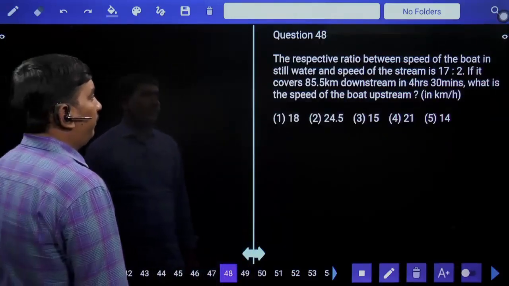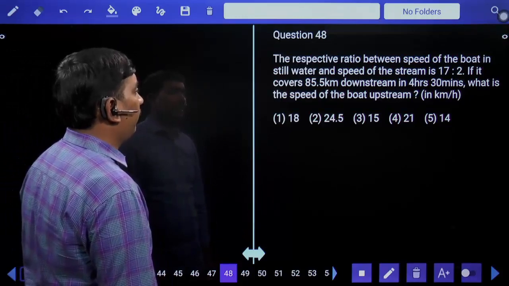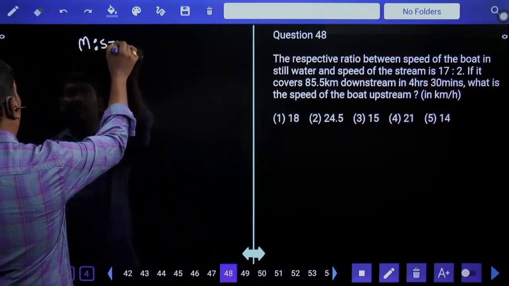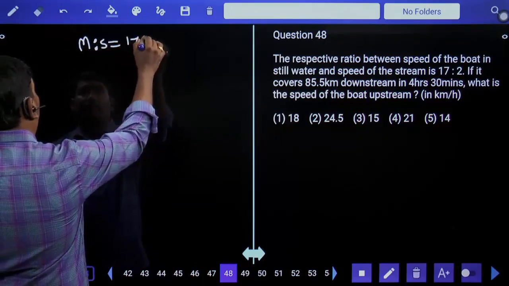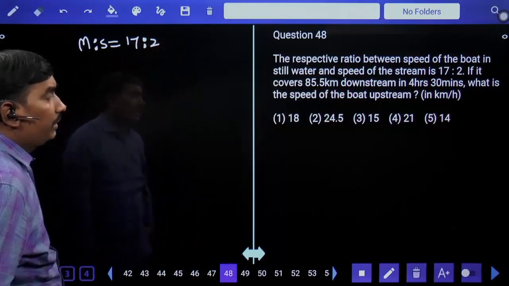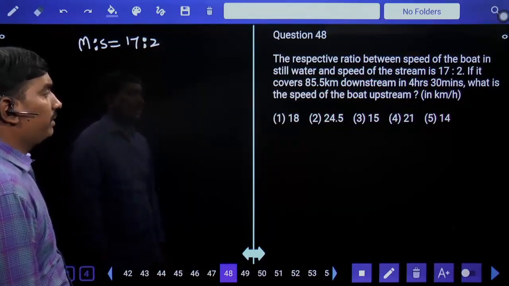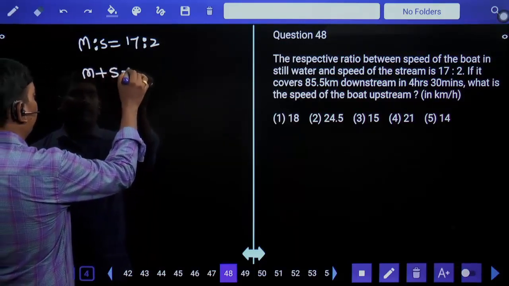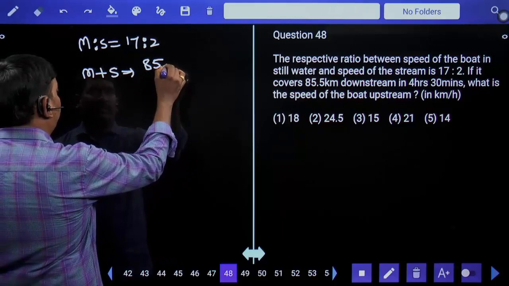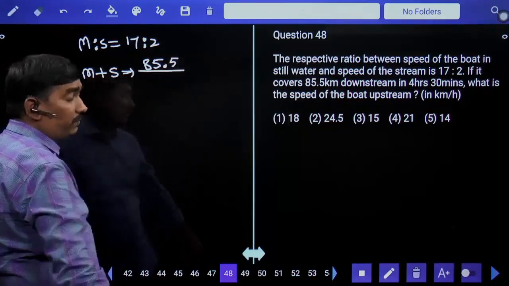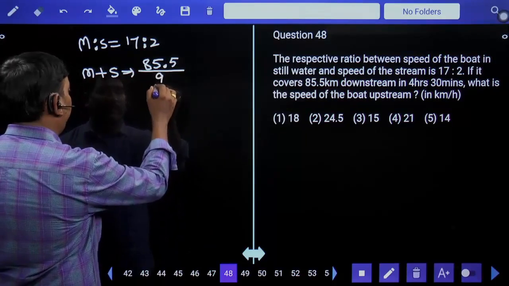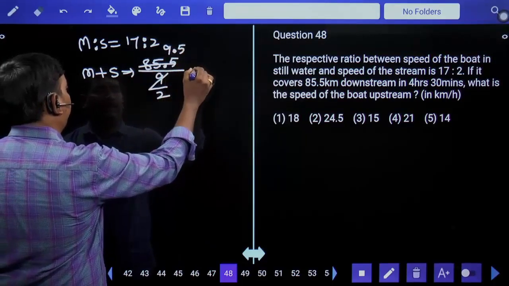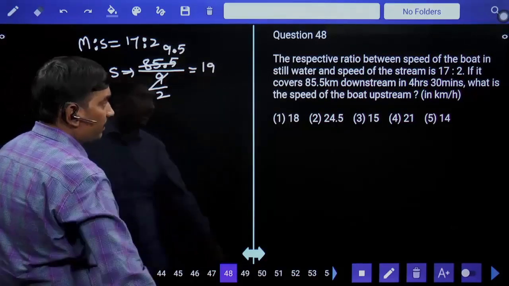The respective ratio between the speed of the boat in still water and the speed of the stream is 17:2. M is to S given as 17:2. If it covers 85.5 kilometers downstream in 4 hours 30 minutes, downstream means M plus S. 85.5 kilometers in 4.5 hours. 4.5 means 9 by 2. 9 9s are 81, 9 5s are 45. Nothing but 19 kilometers per hour.